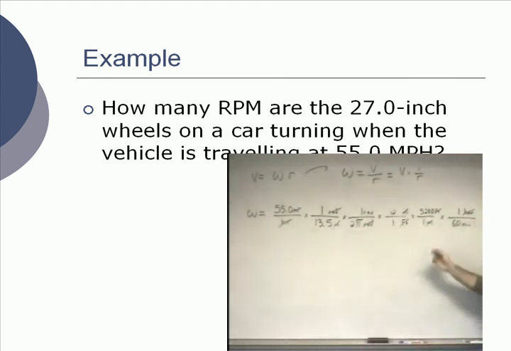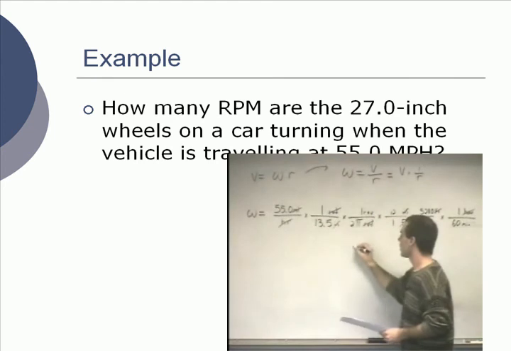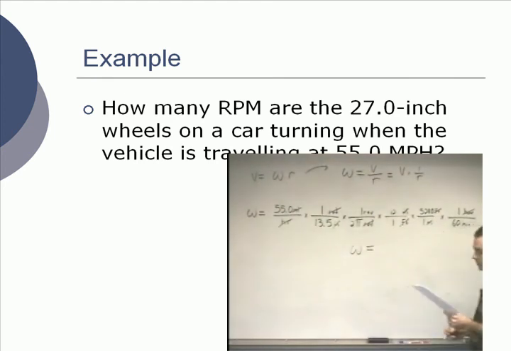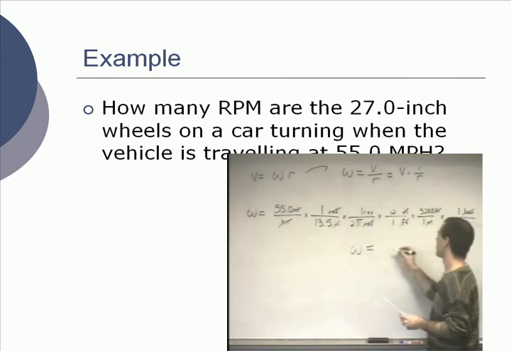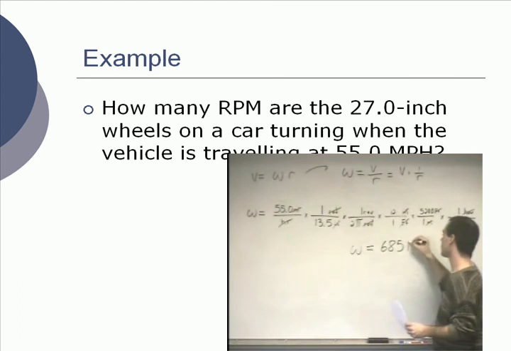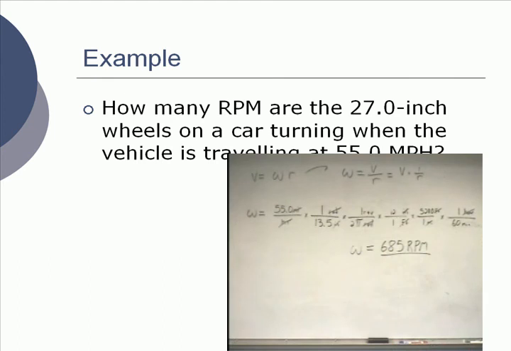Now what units are we left with? All we've got left on the top is revolutions, and on the bottom, minutes. That's what we want. So again, once you follow your basic formula, omega is v times 1 over r, it's just a matter of getting your units to cancel the way they have to, and it'll come out in the wash. So our angular velocity works out to be 685 RPM, 685 revolutions per minute.